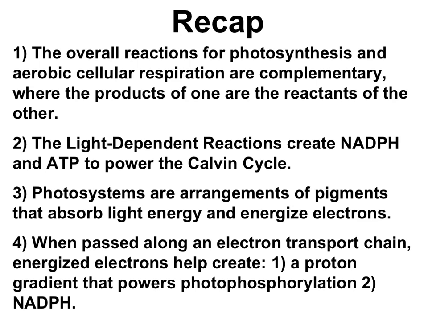The light-dependent reactions use photosystems, which are arrangements of pigments that absorb energy of light and use that energy to energize electrons, which come from water. When passed along this electron transport chain in photosynthesis, the energized electrons do two things. First, the energy is used to create a proton gradient that powers photophosphorylation and makes ATP. And second, those high-energy electrons are attached to NADP to make NADPH.